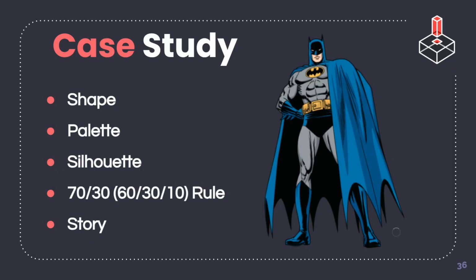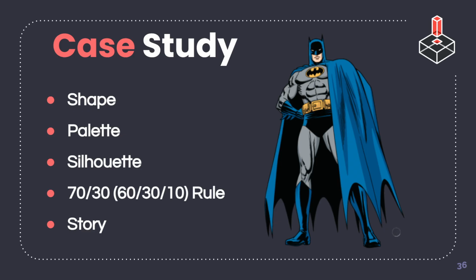So Batman, very different character, but I think he follows a lot of the same rules. Shape, he looks strong, he looks imposing, he has wide shoulders, he's quite triangular in appearance. His palette, again, we have that 60-30-10 rule, I would say, because you've got 60% blue, maybe 30 that darkish gray, and then the 10 for the yellow accent.